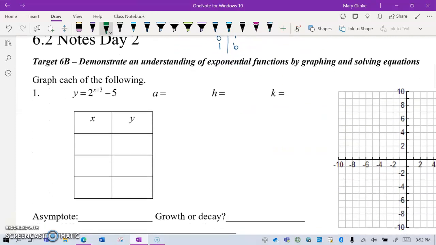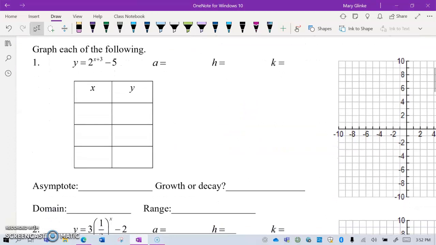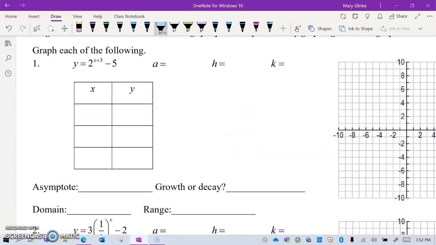Okay, so let's go ahead and take a look at example 1 here. So the first thing to note is your base here is 2, which means there's nothing out in front for your a value, so your a value here is 1. It's not being stretched or flipped or anything. Your h is your exponent here, except you're going to do the opposite of what's there, so you're actually going to be moving left 3. And your k is whatever's at the end here. It is -5.